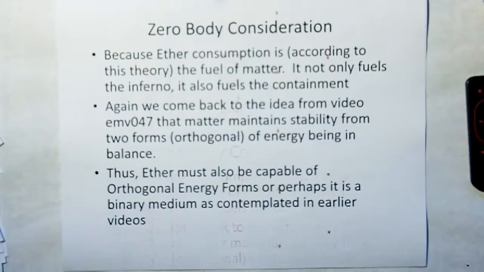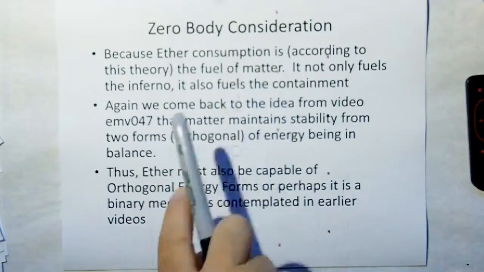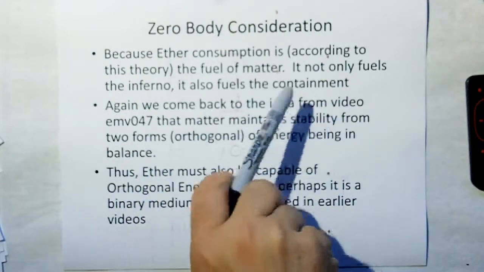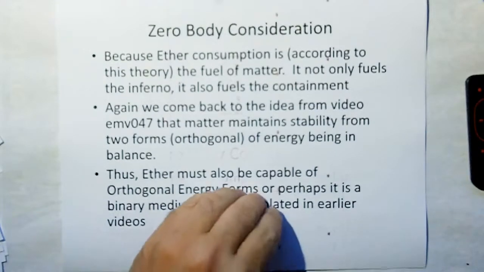Okay, because ether consumption is, according to this theory, the fuel of matter, it not only fuels the inferno, it also fuels the containment. Again, we come back to the idea from video 47 that matter maintains stability from 2 orthogonal forms of energy being in balance. Thus, ether must also be capable of orthogonal energy forms, or perhaps it's a binary medium as contemplated in earlier videos.